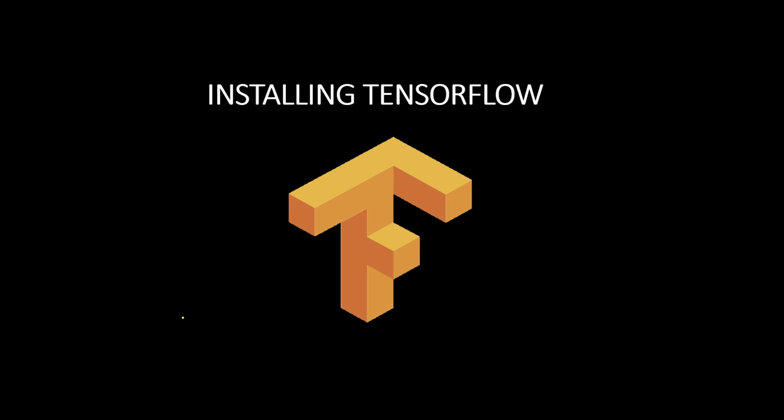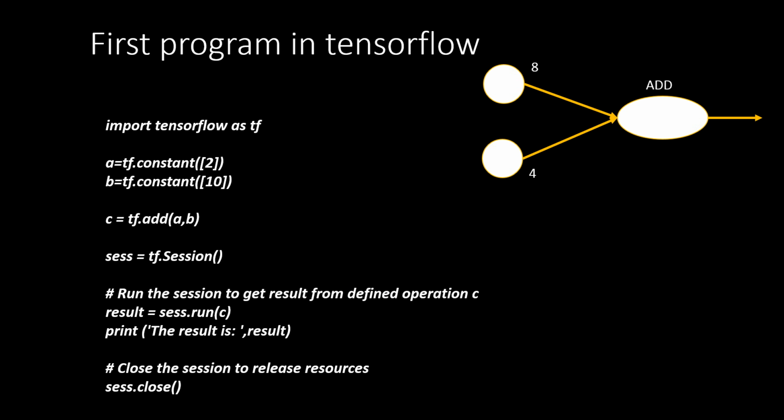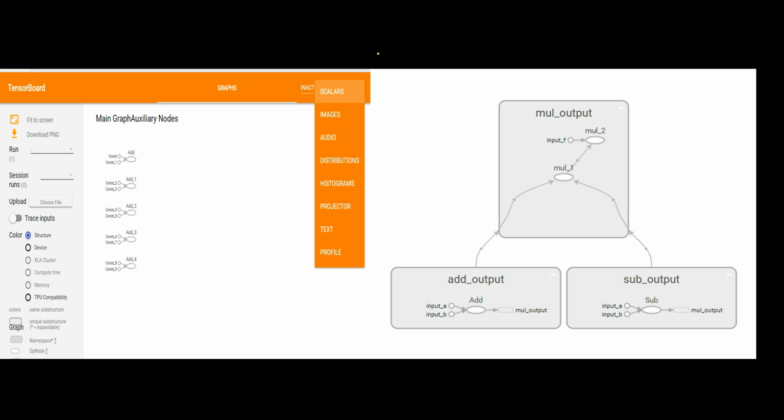Then we discussed installing TensorFlow, and I also have a video on how to install TensorFlow and Keras. And then we wrote our first program in TensorFlow. It was a simple addition operation, and we saw how we can define the graph and how we can execute the graph in a session. And then we also discussed TensorBoard, which is a visualization tool that comes with TensorFlow. With this, you can visualize your graph and your operations, and there are other features of TensorBoard which we didn't discuss. We'll discuss them later in the video series, but we just had an introduction to TensorBoard.